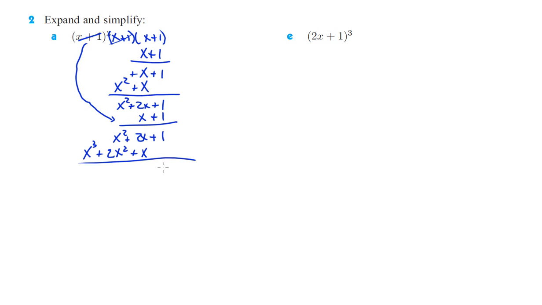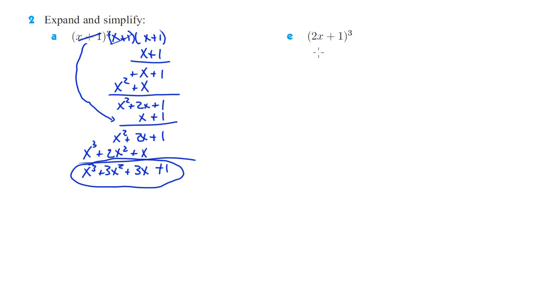Okay. 1 here. 2x and x is 3x. x squared and 2x squared is 3x squared. And then x cubed is x cubed. And that is what x plus 1 cubed equals.